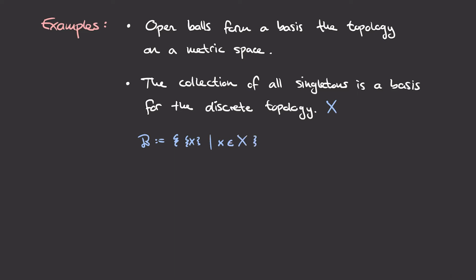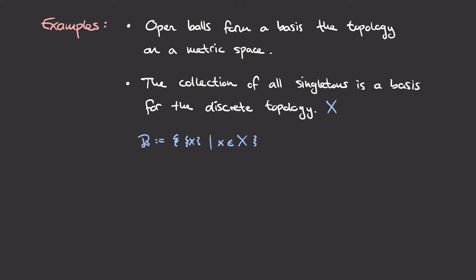Again, we have to check the two conditions for being a basis. The first one says that every element of this basis has to be an open set. Now, because we're dealing with a discrete topology where every subset of X is open, in particular, the singletons are also open. So the first condition is fulfilled.